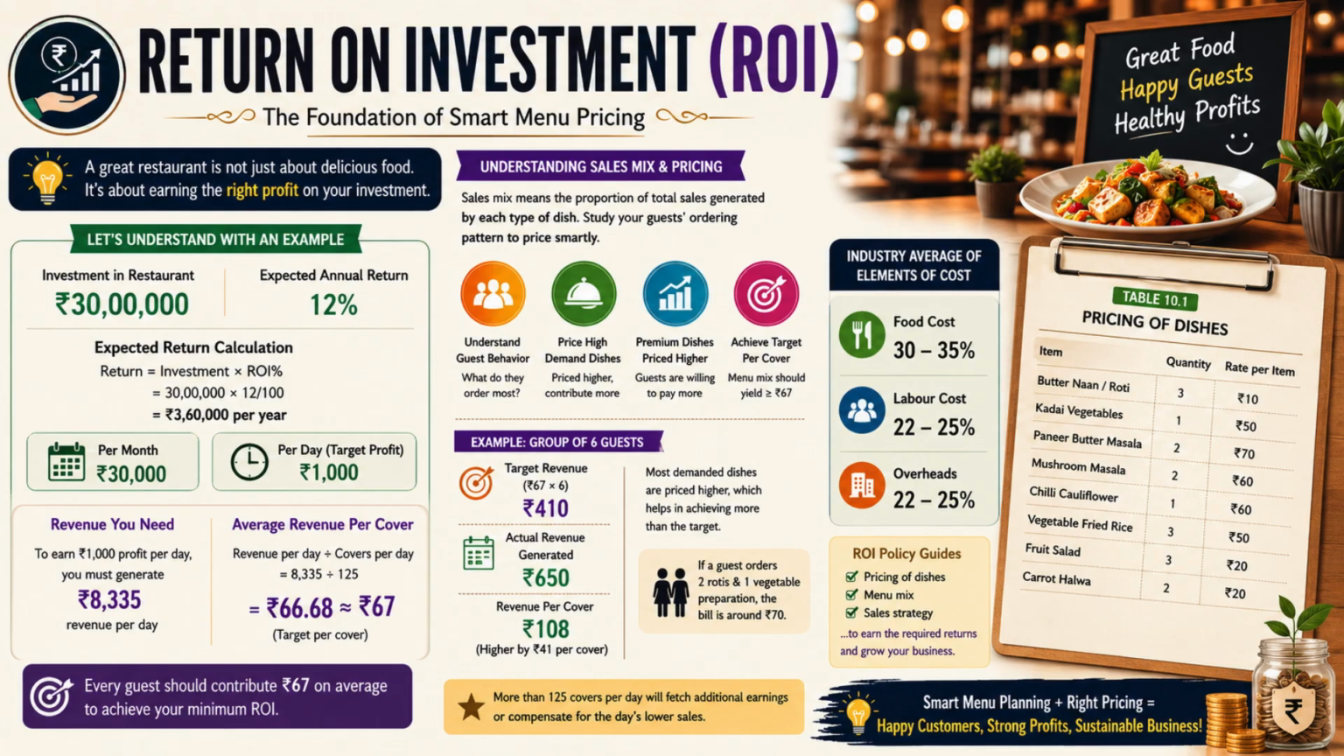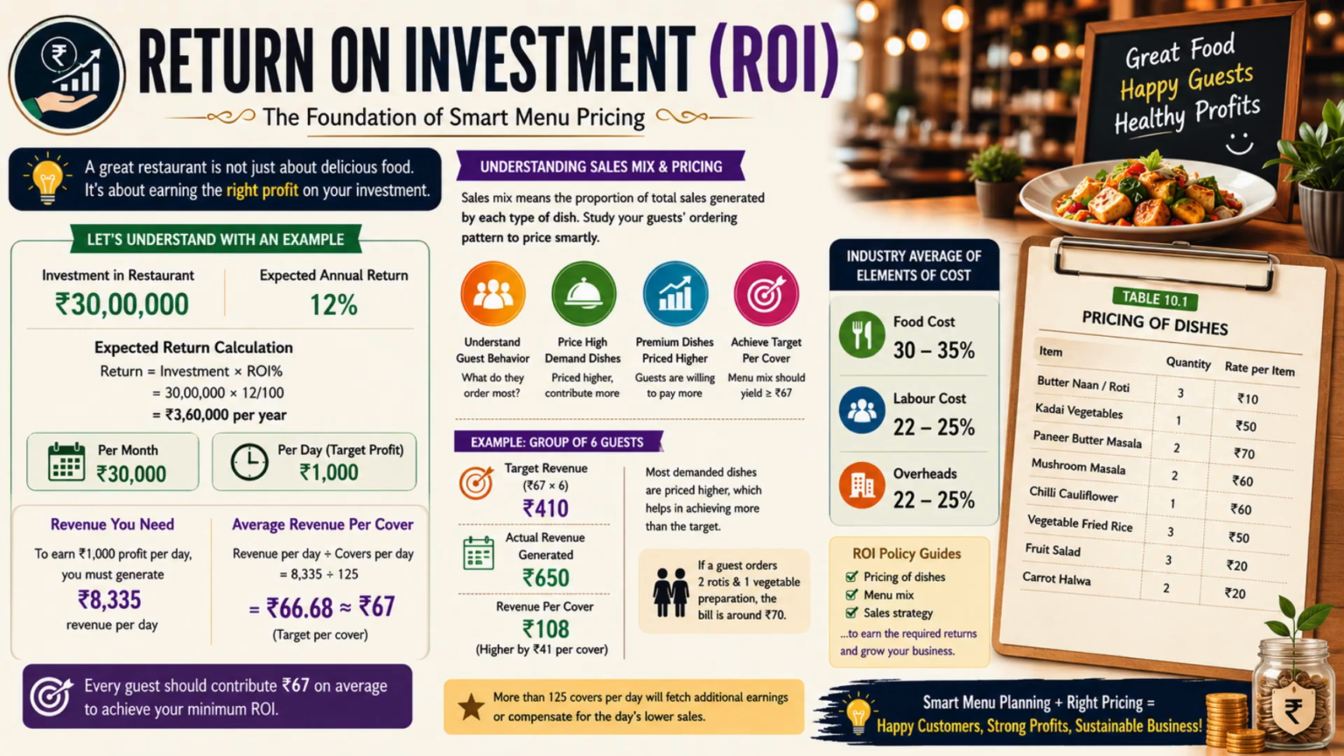Now here's the real question. Where will that 1,000 rupees come from? Not from luck, not from discounts. It has to come from your menu pricing. How much revenue do you actually need? Let's assume your restaurant serves around 125 guests every day. If your target is to earn 1,000 rupees profit daily, your restaurant must generate approximately 8,335 rupees in daily revenue.